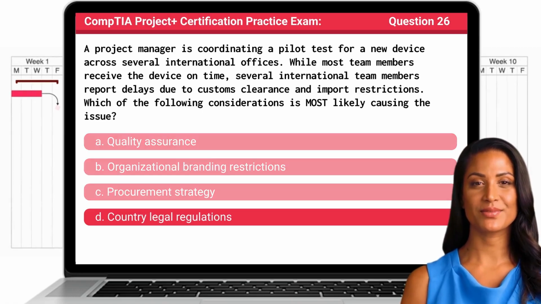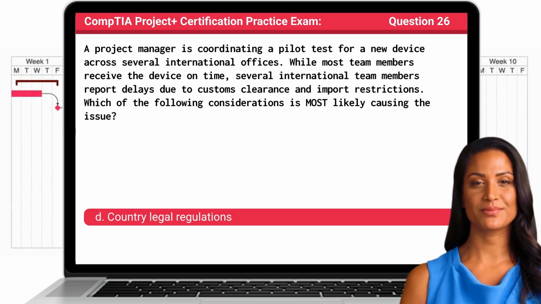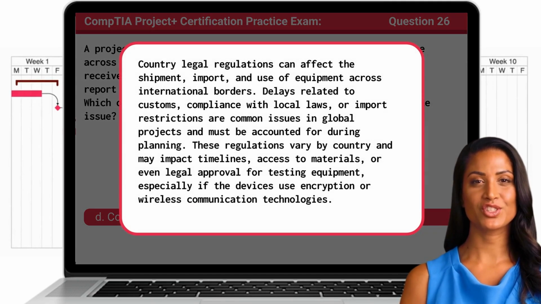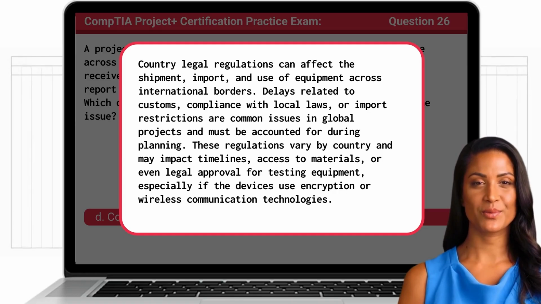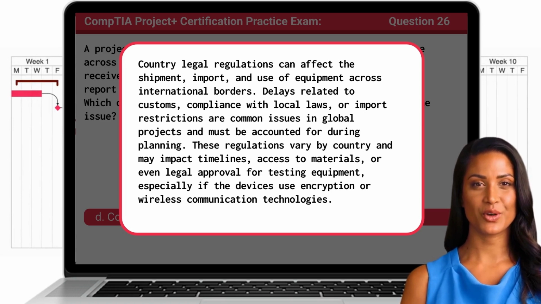The answer is D. Country legal regulations. Country legal regulations can affect the shipment, import, and use of equipment across international borders. Delays related to customs, compliance with local laws, or import restrictions are common issues in global projects and must be accounted for during planning. These regulations vary by country and may impact timelines, access to materials, or even legal approval for testing equipment, especially if the devices use encryption or wireless communication technologies.